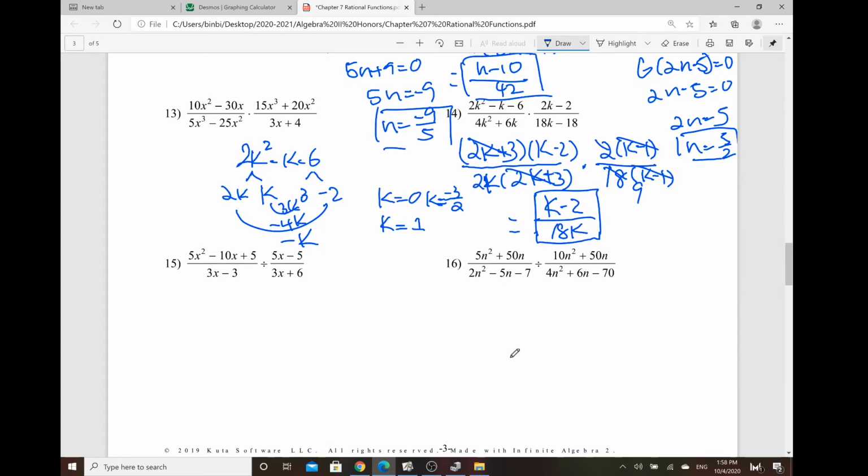Okay, so now what about for the division? Remember that going back to 3rd grade math? Anytime you divide by fractions, that means you multiply by its reciprocal. So for the second rational expression, you want to flip it over. So what we got here, let's just rewrite it. So it's 5n squared plus 50n over 2n squared minus 5n minus 7. So we just want to turn this one from division to multiplication. And this one here, just flip it over.